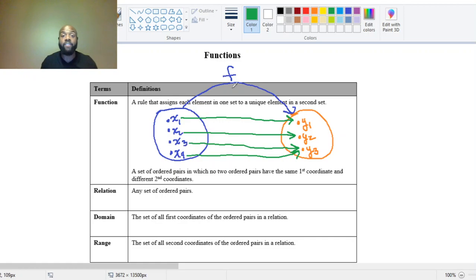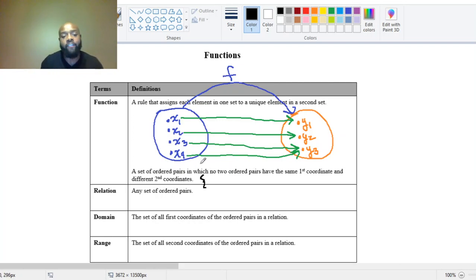Another way that we can think of this is that a function is a set of ordered pairs in which no two ordered pairs have the same first coordinate and a different second coordinate. All right, let's look at that. For instance, we have one set, which is our input into our function, and then we have another set that's our output, which gives us pairs. And we're going to say the elements in the first set are the first coordinates and the elements in the second set are the second coordinates. That's why we use the word ordered pairs, because the order matters.